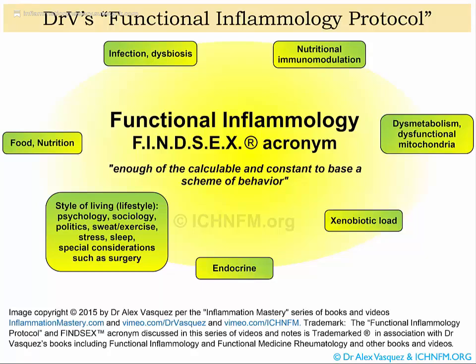Looking at the functional inflammology protocol from a different perspective, we can look at this model, again starting with food, infections and dysbiosis, nutritional immunomodulation, and dysmetabolism and dysfunctional mitochondria. The acronym for those first 4 components is FIND, and then the last 3 components: style of living, sociology, sweat as a metaphor for exercise, stress management, sleep optimization, and special considerations, whether that be specialized supplementation or surgery. Then endocrine, again, hormonal imbalances, and xenobiotic load and detoxification. And so if you put the whole acronym together, you have FIND SEX, or FIND SET if you want to exchange the X for a T and use toxins instead of xenobiotics.